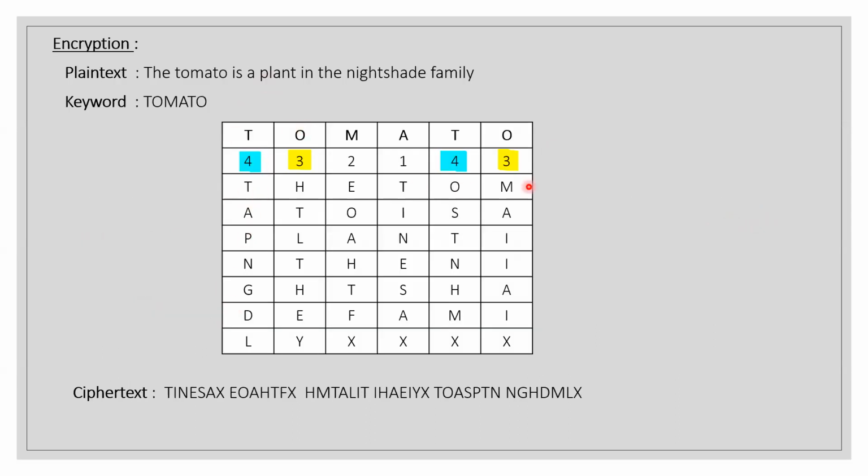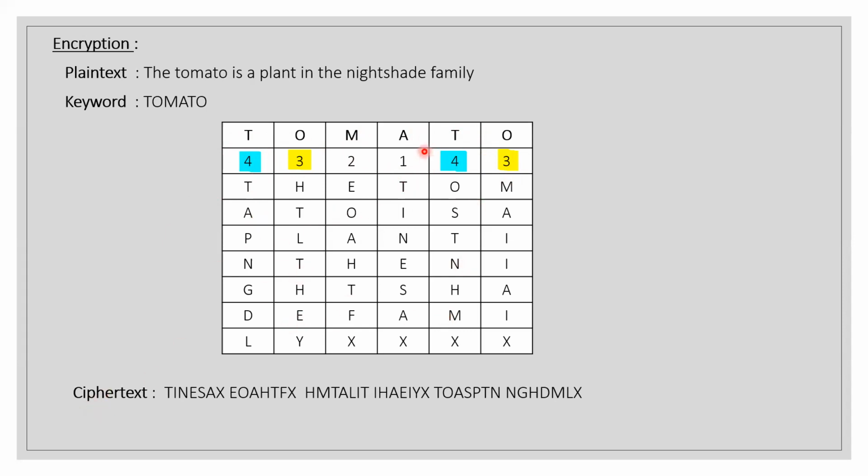So we start constructing this grid. The number of columns is the same as the number of letters in the keyword. Here we assign the first number 1 to the letter A, then 2 to M. There are two O's that are repeating, so we assign the same number, 3 and 3. And there are two T's that are repeating, so we assign 4 to both of them. Then again, we start writing the plain text row-wise.